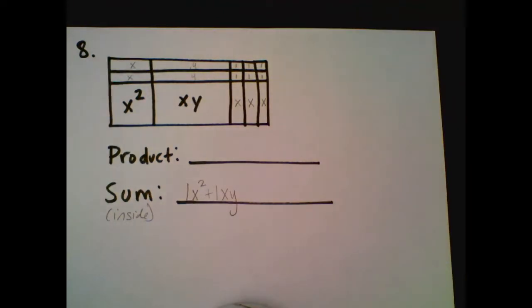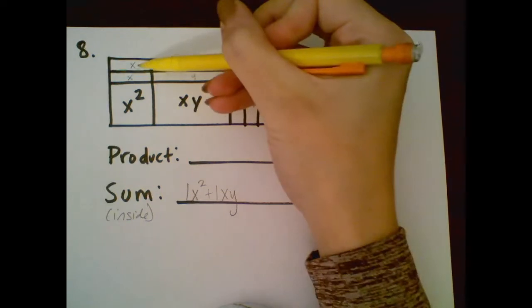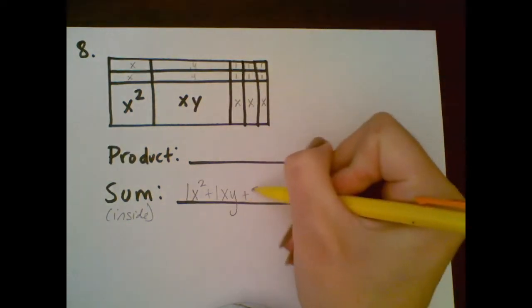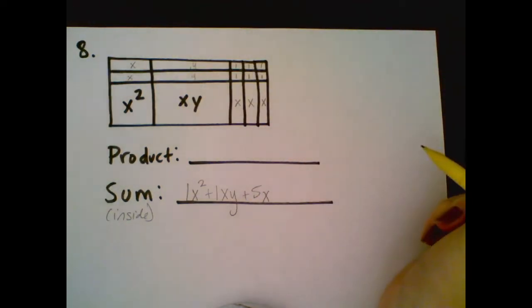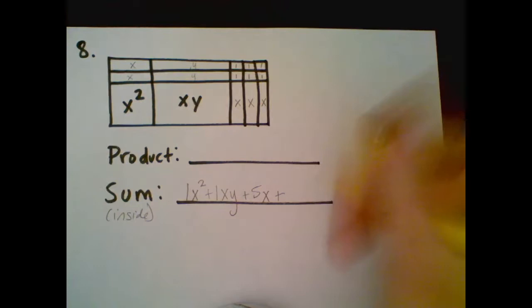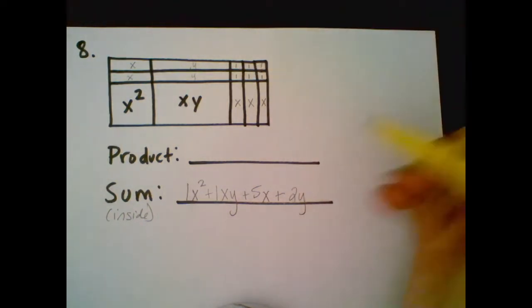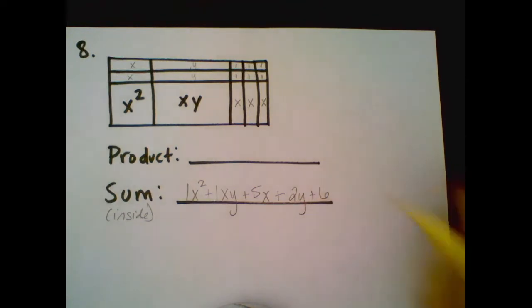Right. Then maybe let's look at the x tiles. We have 1, 2, 3, 4, 5. So we have 5 x tiles. Right, we're adding everything together here. Then I have 2 y tiles, and I have 6 of those little ones, so plus 6 on the end.